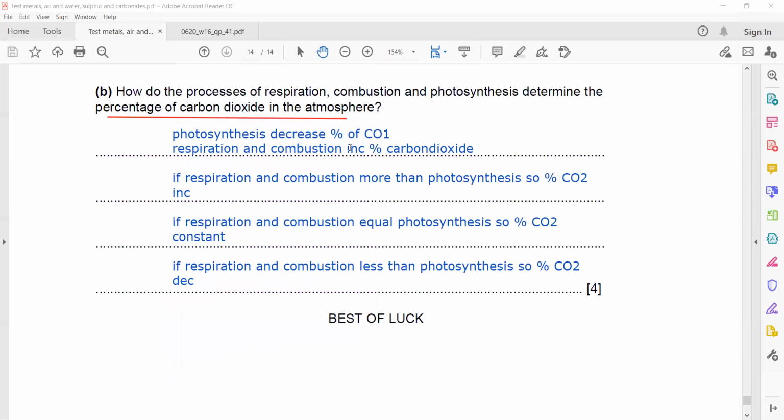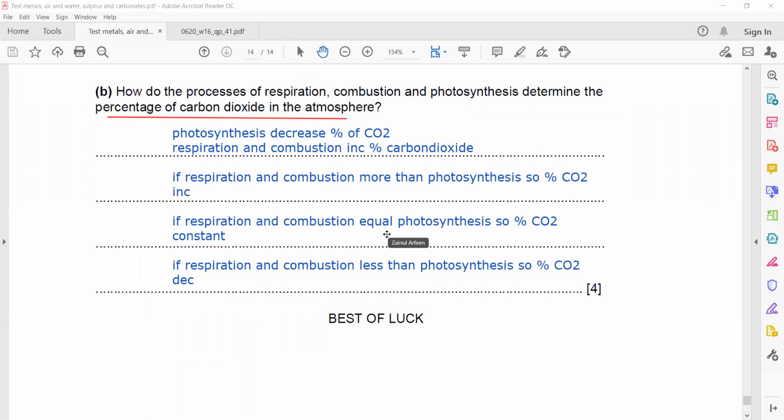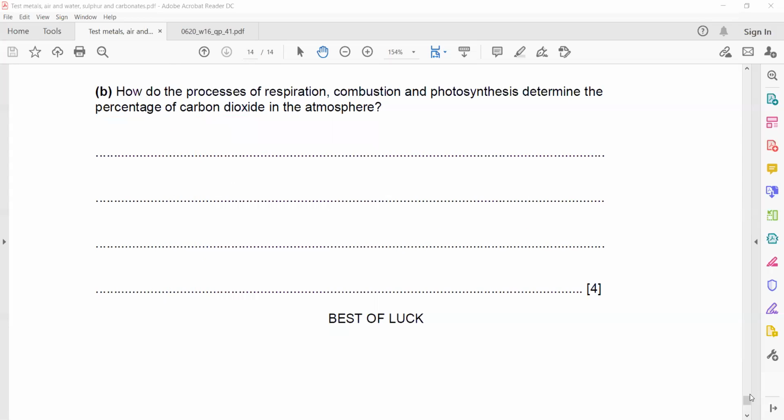So this was the test which was related to metals, air and water, sulfur and carbonates. Any doubt related to this?